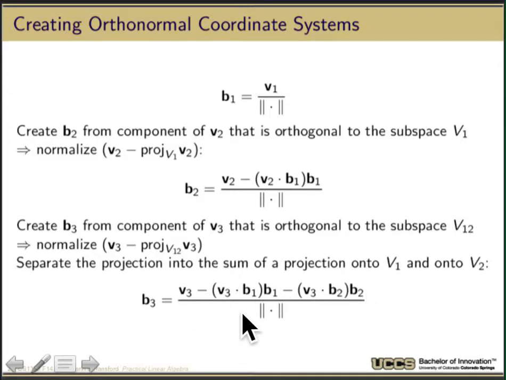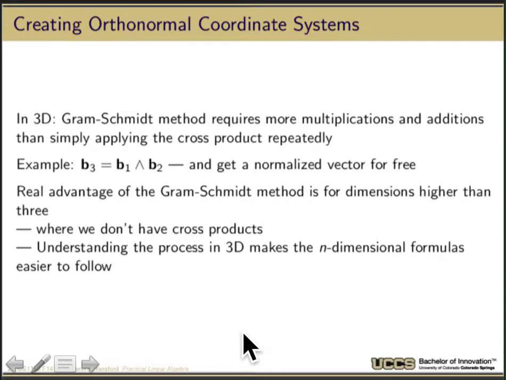Now, in 3D, this is actually not the fastest way of solving this, but it sets up a pattern. Can you guess what it would be if I wanted to do this in 4D and I had one last component, B4? Yep, B4 is equal to V4 minus (V4·B1) B1 minus (V4·B2) B2 minus (V4·B3) B3, the whole thing normalized. So we want to put these all together.